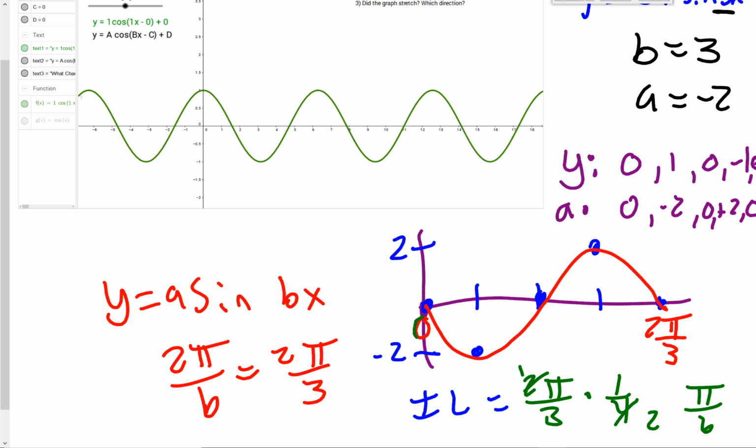Because sine and cosine are really great because they start at 0, so I'm just adding a distance of pi sixth, 2 pi sixth, 3 pi sixth, which I could reduce if I wanted to, 4 pi sixth, which will reduce to 2 pi thirds. And so there you go. It's all graphed for you.